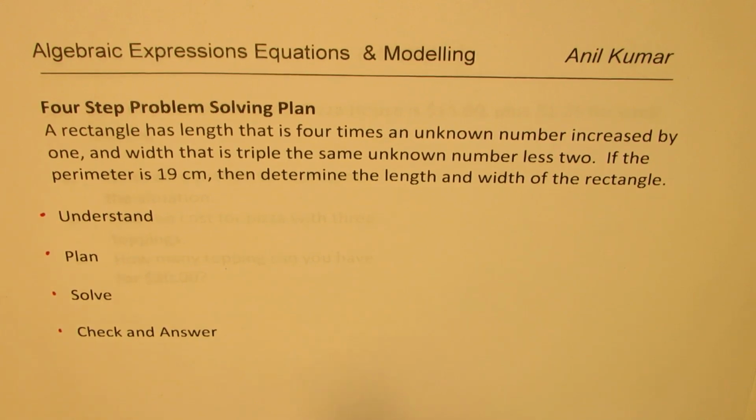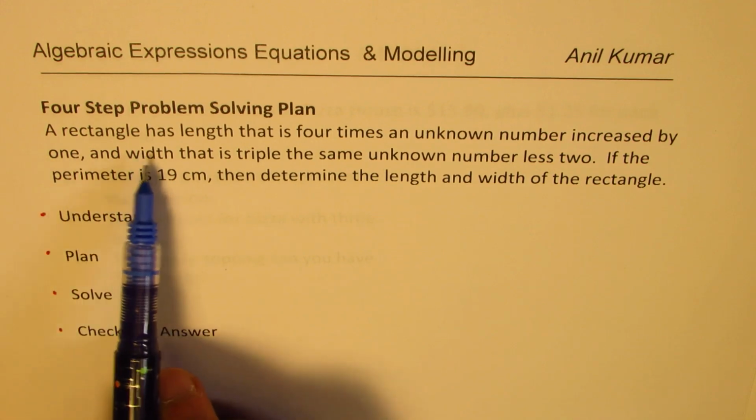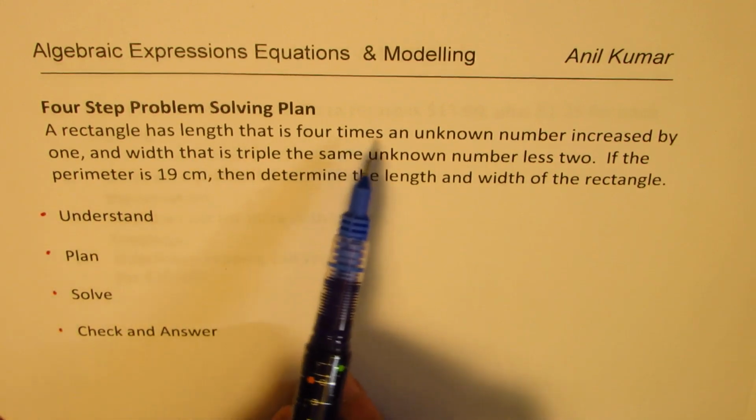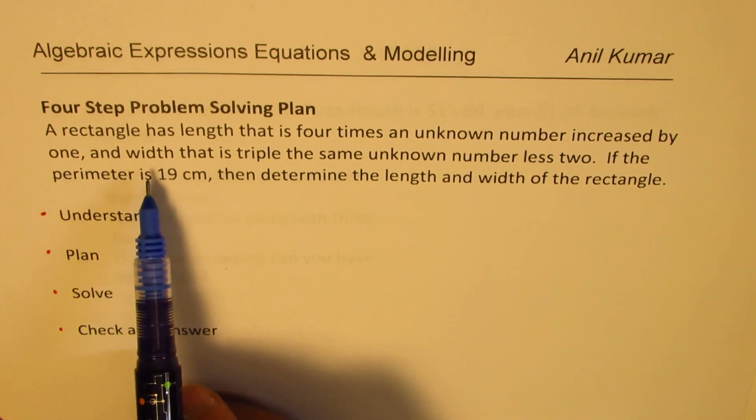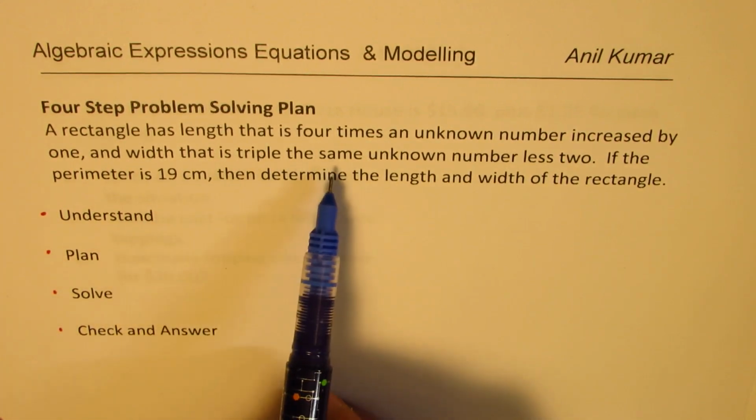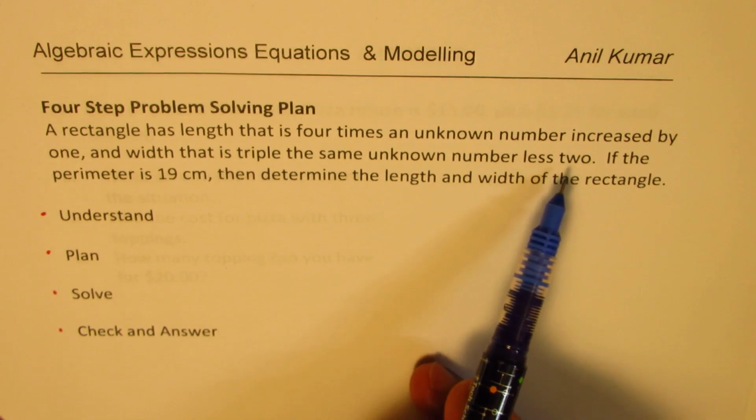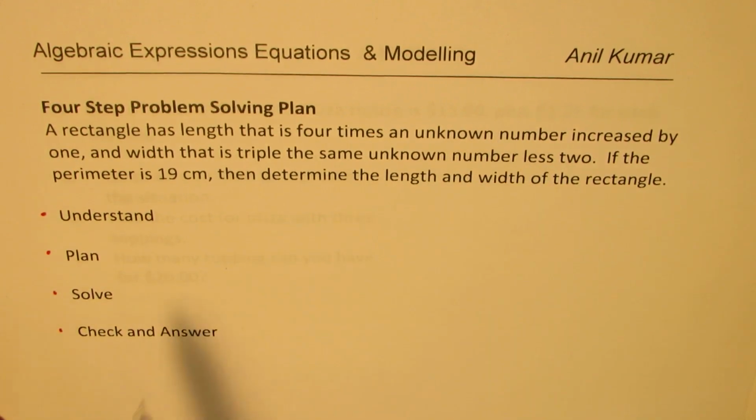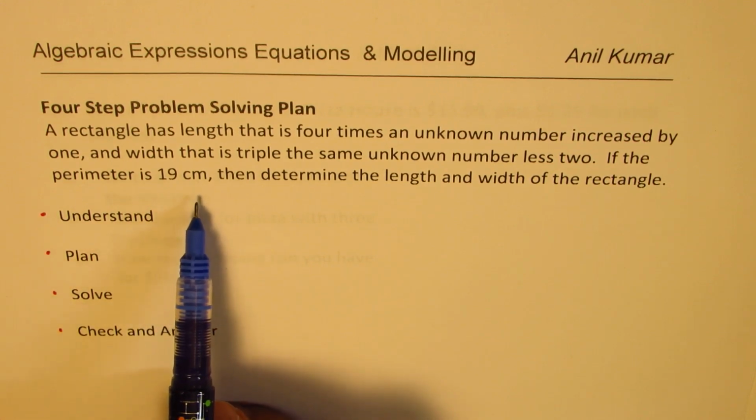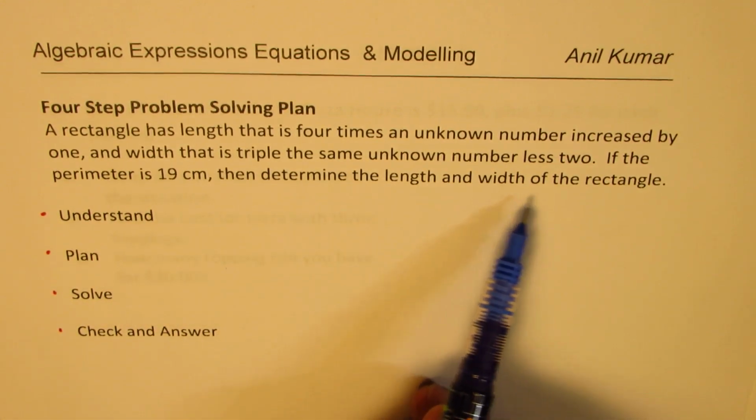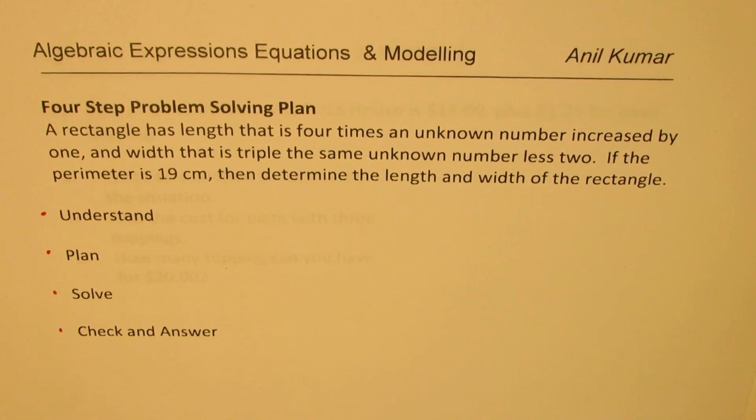So let's take an example here. A rectangle has length that is 4 times an unknown number increased by 1 and width that is triple the same unknown number less 2. Quite complicated sentence, right? If the perimeter is 19 centimeter, then determine the length and width of the rectangle. So we understand that we are trying to figure out about dimensions of rectangle.